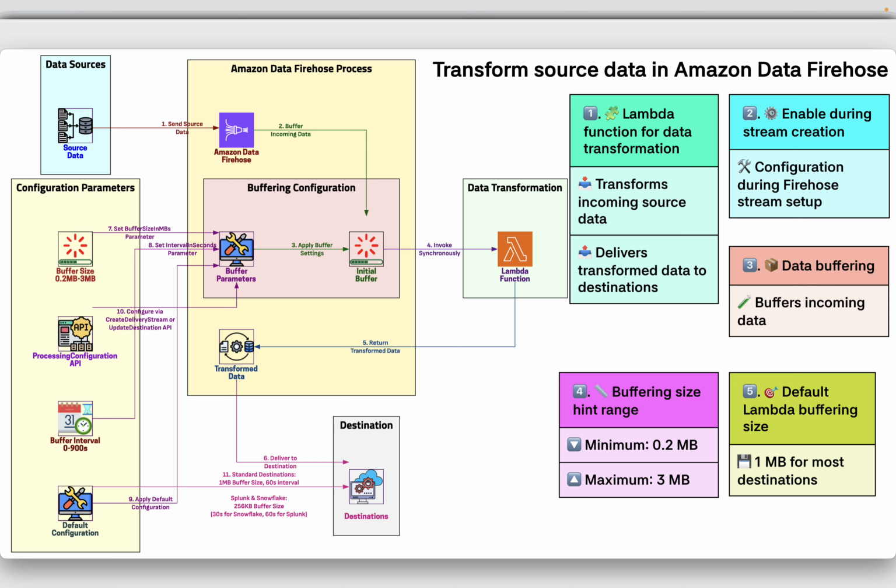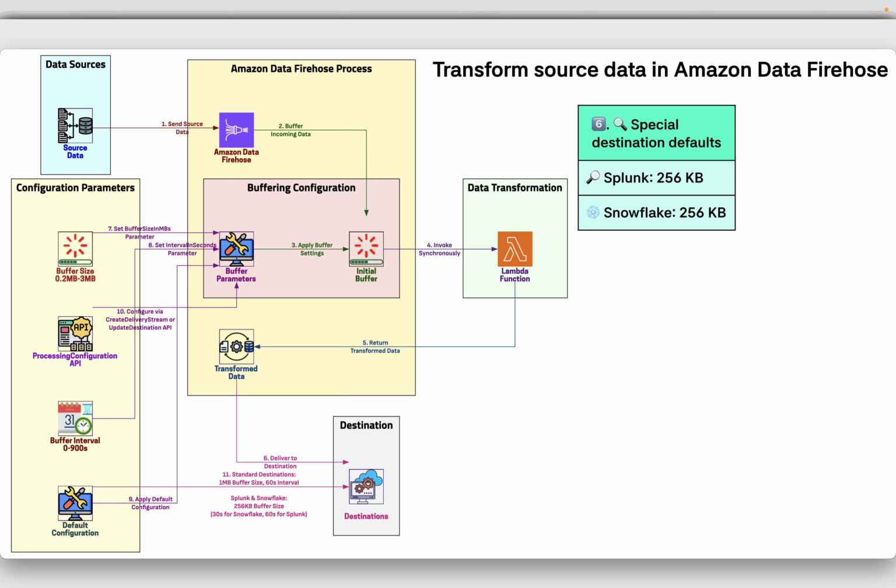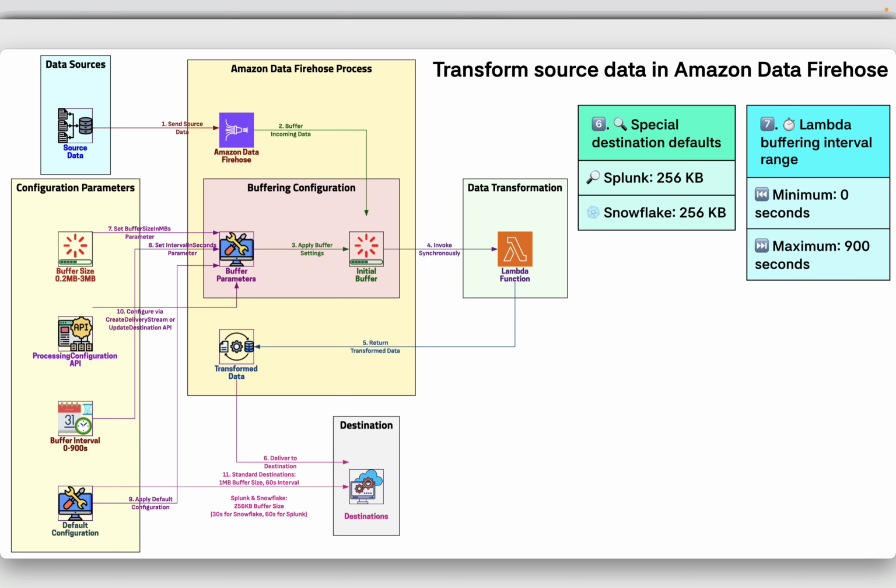The default Lambda buffering size is 1 MB for all destinations except for Splunk and Snowflake. For Splunk and Snowflake, the default buffering hint is 256 KB, so it's less. So only for 2 destinations, rest all is 1 MB. The Lambda buffering interval hint ranges between 0 to 900 seconds.